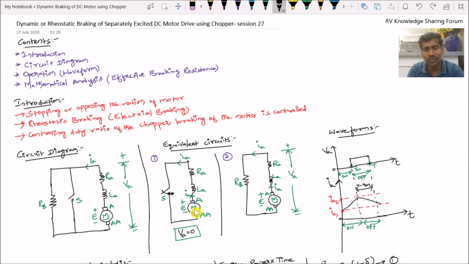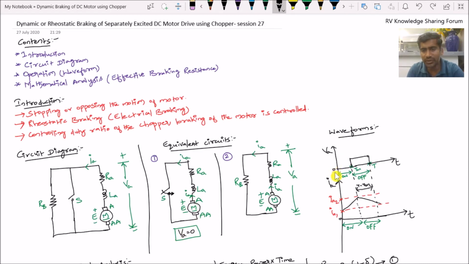That means this motor is trying to act as a generator, and the electrical output energy obtained from the motor, for that time it is acting as a generator, will be stored in the armature inductance, and a partial amount of the energy will be dissipated through the armature resistance and will flow through the switch. If you observe, this circuit is a short circuit. Therefore, the voltage across the armature terminals is 0. So VA equal to 0 is drawn in this waveform.